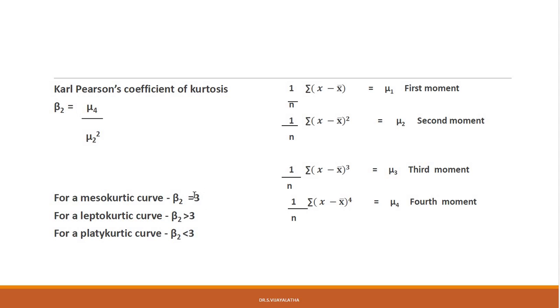For a mesokurtic curve, kurtosis value is 3. For a leptokurtic curve, it is greater than 3, and for a platykurtic curve, it is less than 3. Plus or minus 1 deviation is allowed for a data to be considered as normally distributed. And if in a software this 3 is optimized to give a result as 0, then plus or minus 1 kurtosis is permissible for normal distribution.